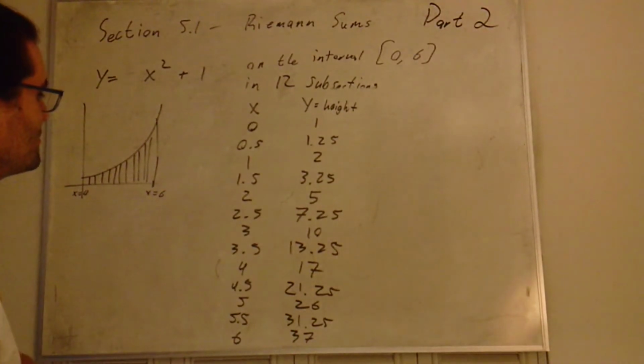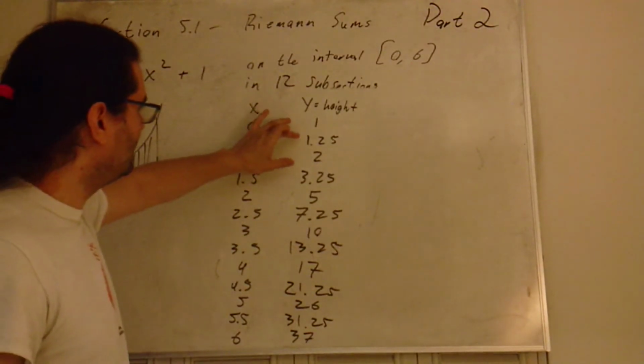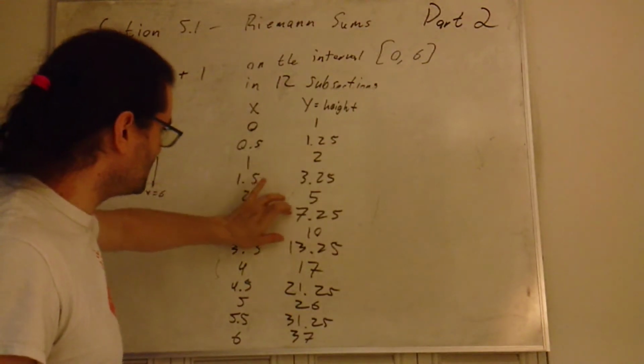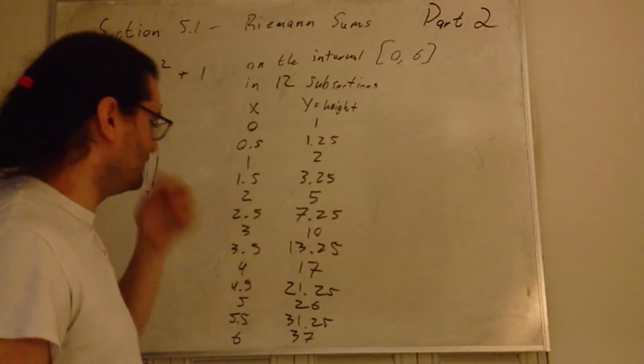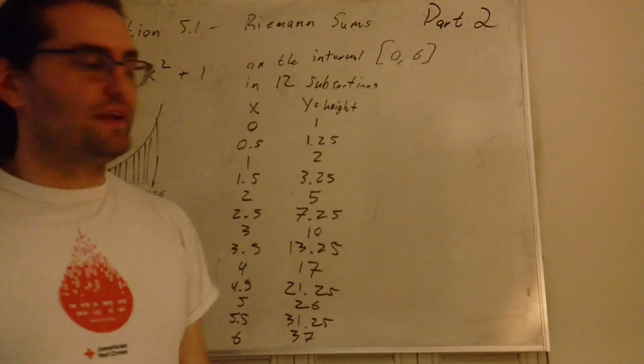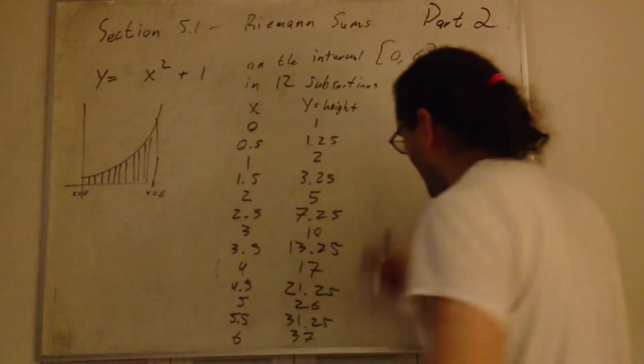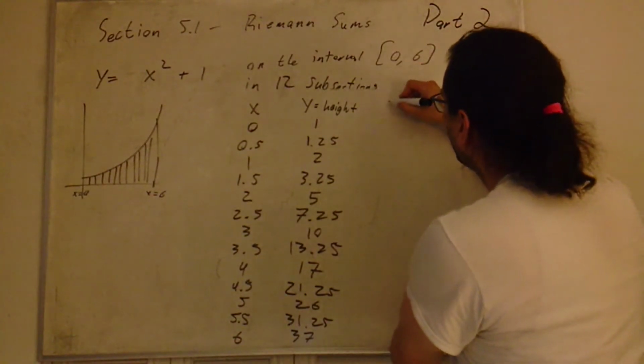I probably should have just tried to find a pattern here, like 1 to 3 to 7 to 13, so plus 2, plus 4, plus 6, plus 8, plus 10. Probably would have been easier than going and getting a calculator, but here we are. So these are all my heights. Now I need widths.